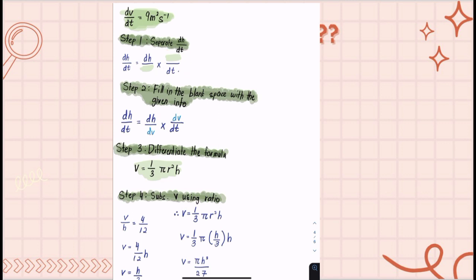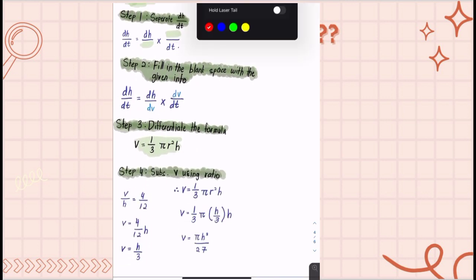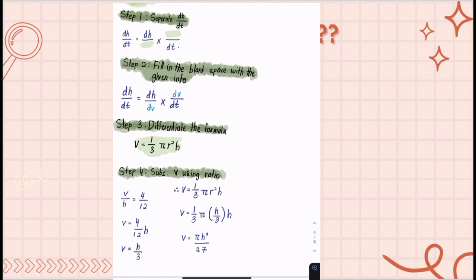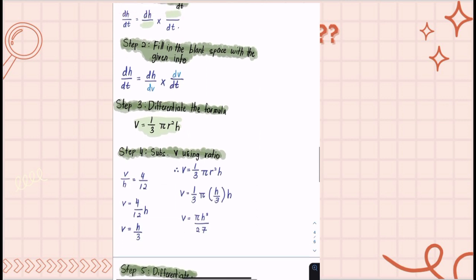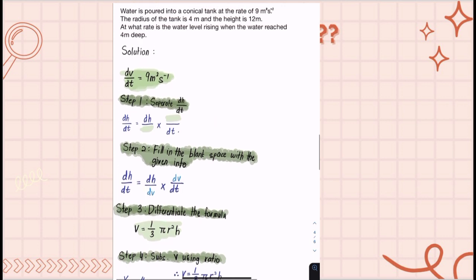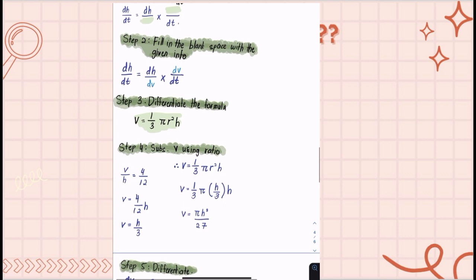For step 2, we need to fill in the blank spaces with the given information. The information we have from the question is dV/dt, which we got from the question here. For step 3, we need to differentiate the formula. The conical tank's formula is V equals 1 over 3 pi r squared h.